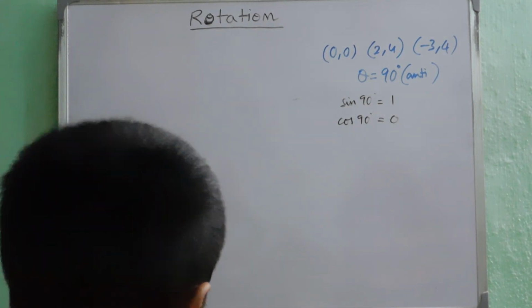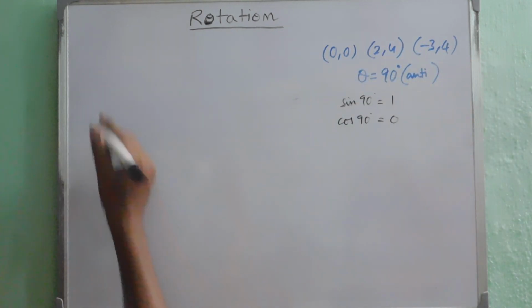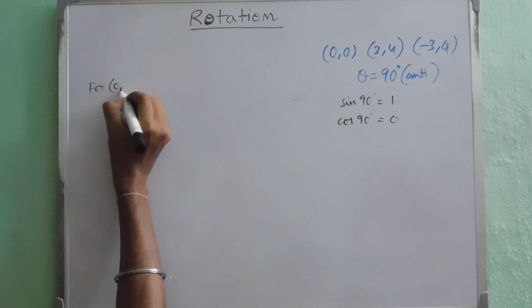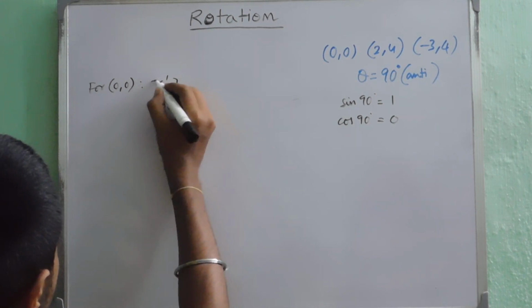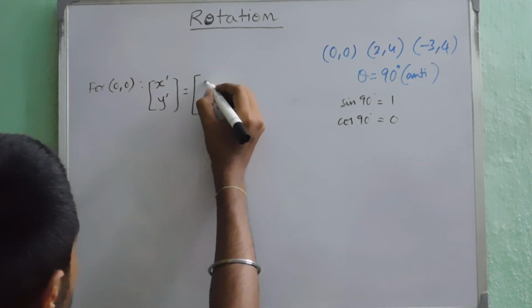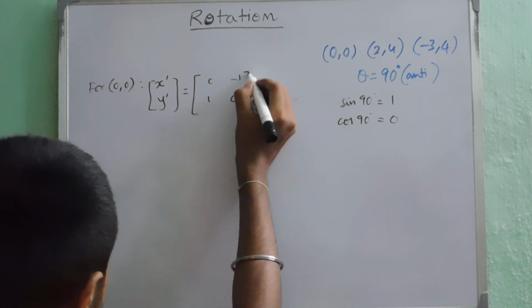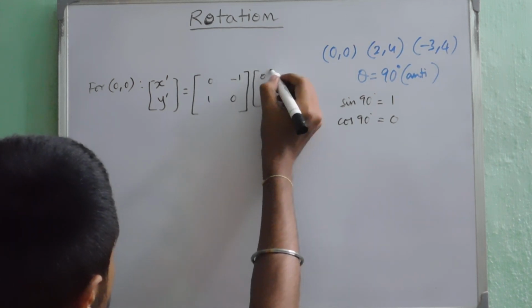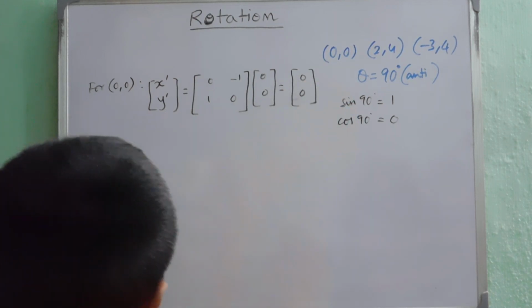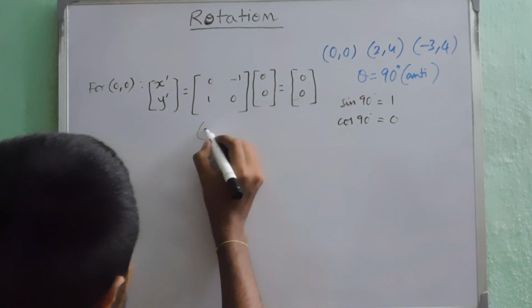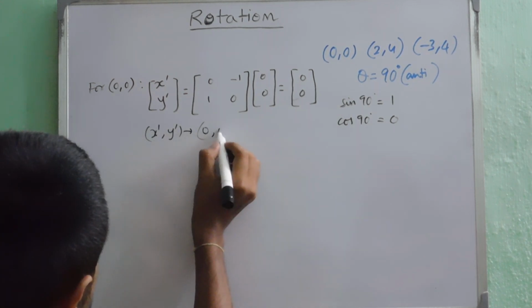Now we will calculate the new coordinates for each set of coordinates here. First of all for 0, 0 we have x dash y dash equal to the matrix 0, minus 1, 1, 0 multiplied by 0, 0. So this will come out to be 0, 0. Our new coordinates x dash y dash is 0, 0.